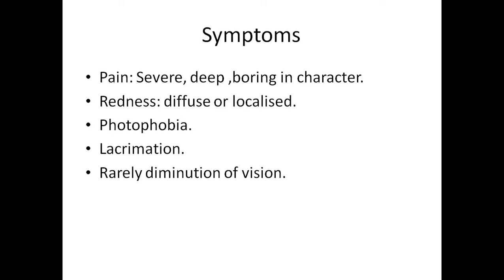Whereas in scleritis, it will always be associated with photophobia because the sclera, if you remember, anteriorly continues as the stroma of the cornea. So whenever there is inflammation of the sclera, associated keratitis and anterior uveitis will be there. Whenever the ciliary body and iris are involved and the cornea is involved, the patient will have intense photophobia. And photophobia will lead to lacrimation. And very rarely there will be diminution of vision.